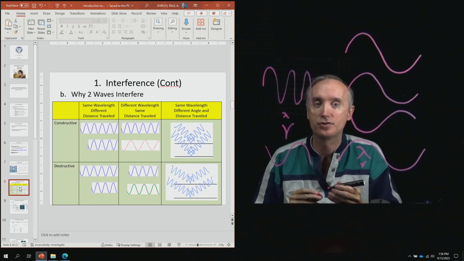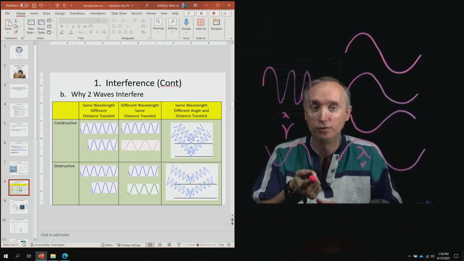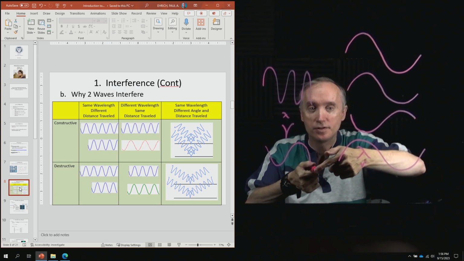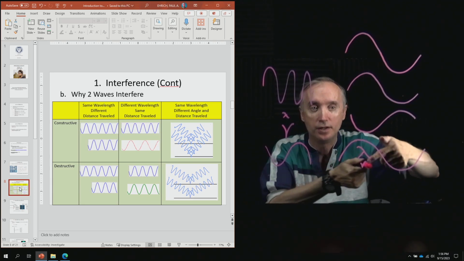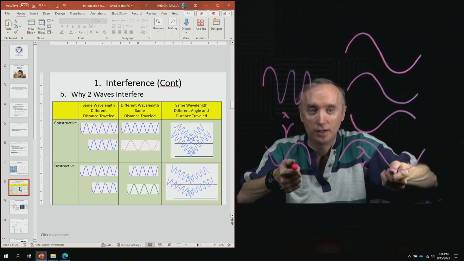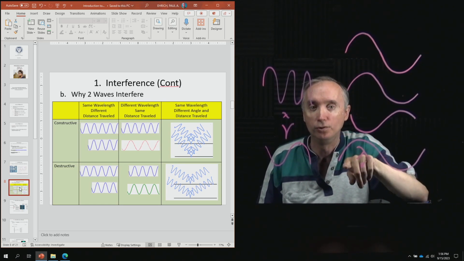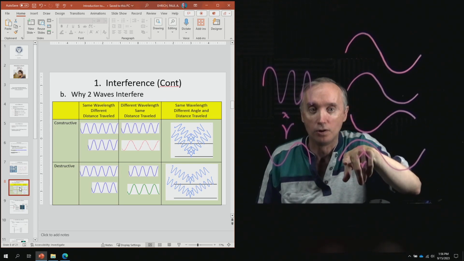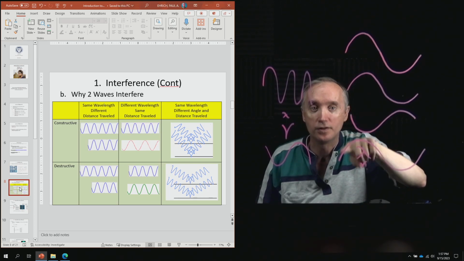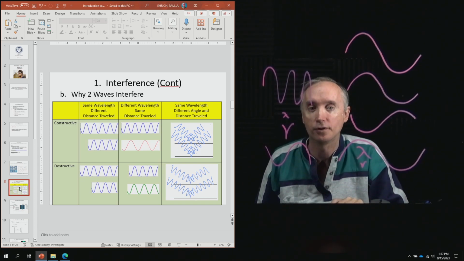So could you imagine if you had two flashlights, and one of them is going to be a blue flashlight and the other one's going to be a red one, and the distance between the flashlight and the wall is going to be identical in both cases, but the difference is going to be the wavelength. So can you imagine that when the blue one gets to the wall, it's going up, and the red one, when it gets to the wall, is also going up? So when you add the two together, you get constructive interference.